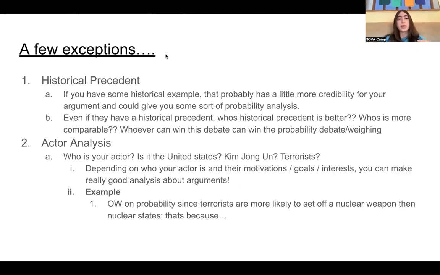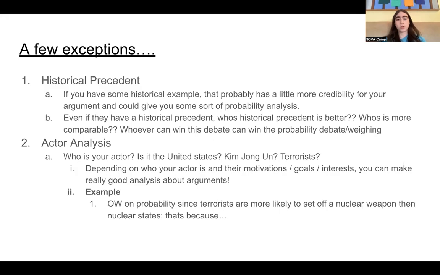Okay. When you add a historical precedent, you can give some sort of probability analysis that the fact that your argument has happened in the past in different situations means that it can probably happen again. But let's say both sides have some historical precedent, which is probably what's going to happen on the HSR topic. One side is going to have that HSR was successful in China and the other side is going to have that HSR was not successful in California, for example.